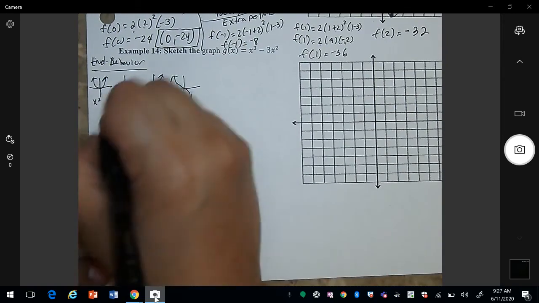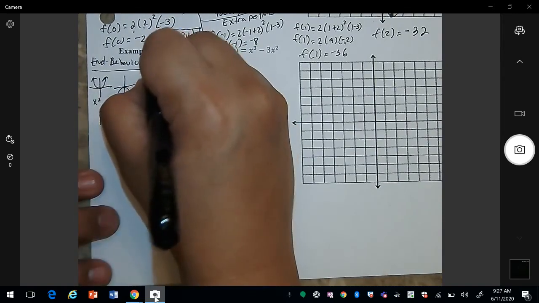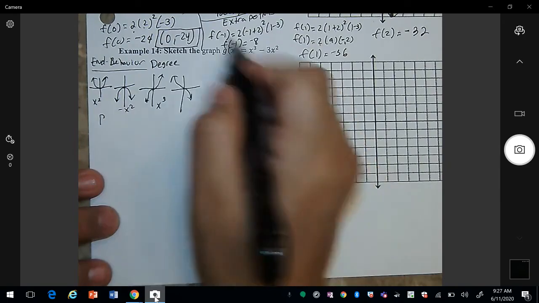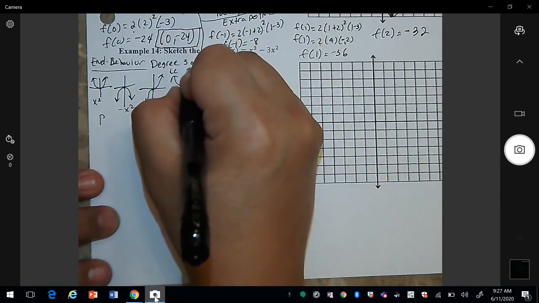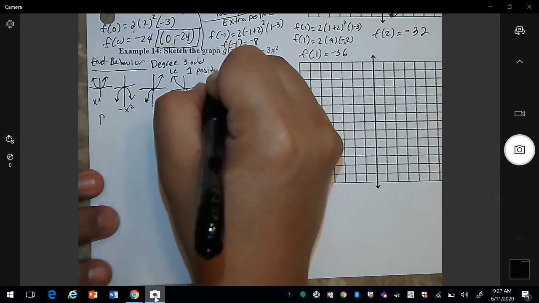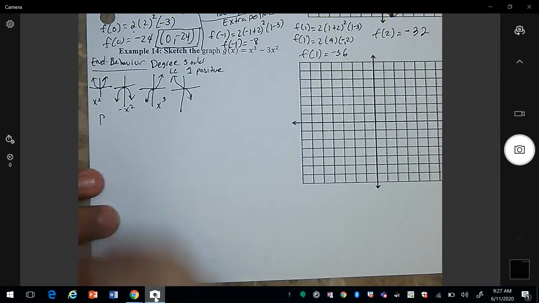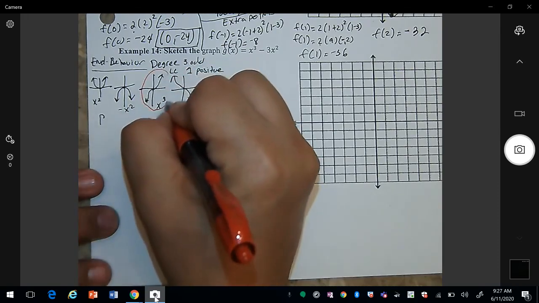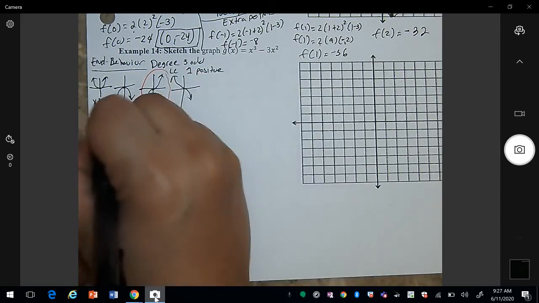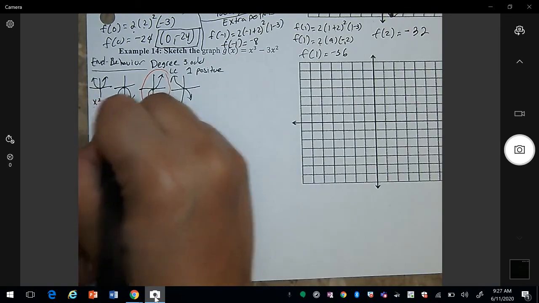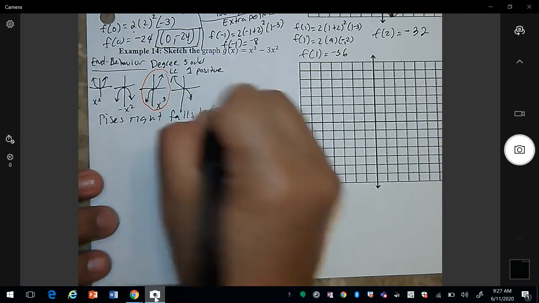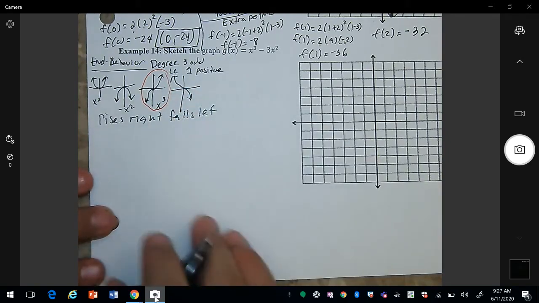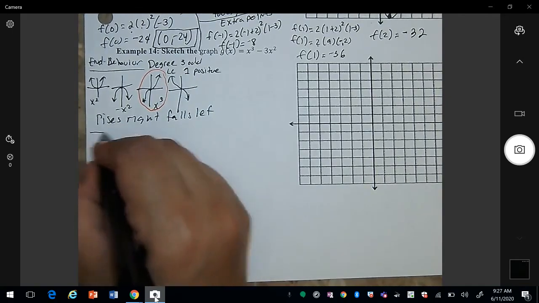So in this example, our degree is 3, which is odd, and our leading coefficient is 1, which is positive. So the behavior is going to be like this here. So we can say that the graph rises right and falls left. Okay, so that's for the end behavior.